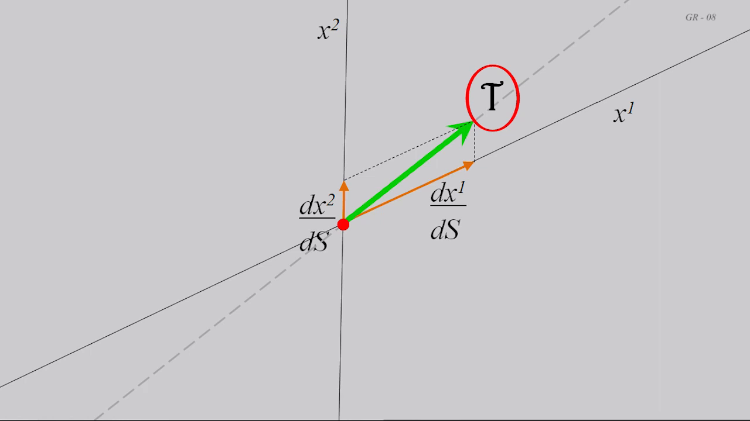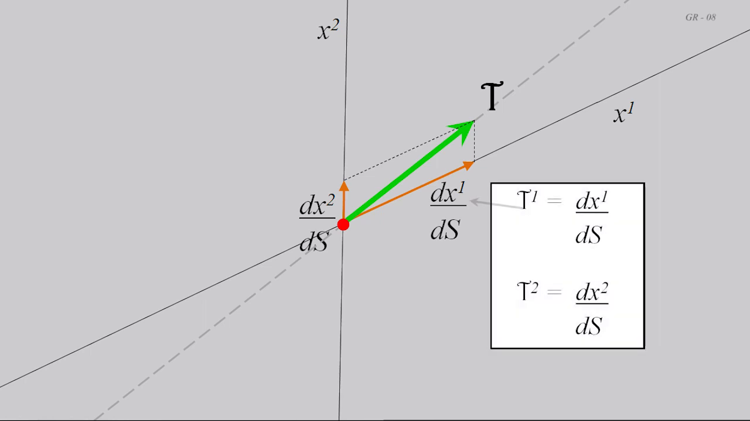Now, make sure you're comfortable with this. The green vector T here is now the tangent vector at the point on the original green trajectory. It has a size of 1 and no units because it was the vector ds divided by its own magnitude. However, it does have direction, and it can be said to be made up of two components in this two-dimensional tangent space. As you can see from the diagram, the values of the contravariant components of this tangent vector are given by these equations. T1 is dx1 by ds and T2 is dx2 by ds.